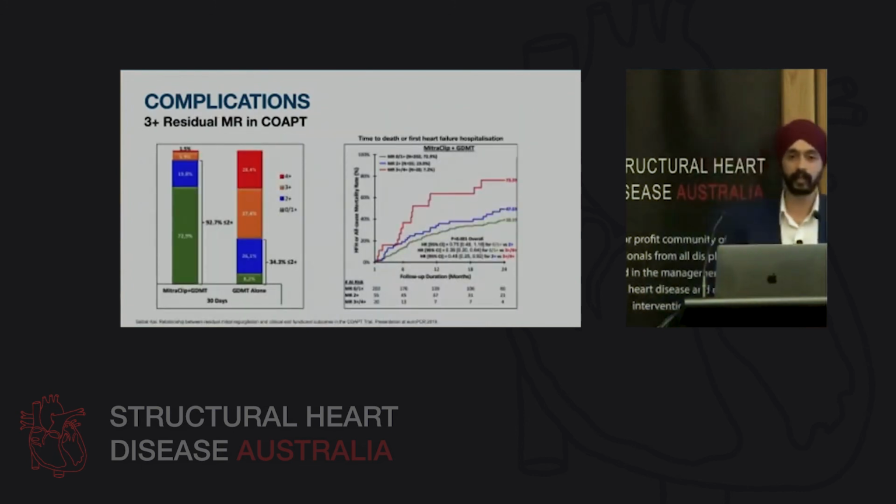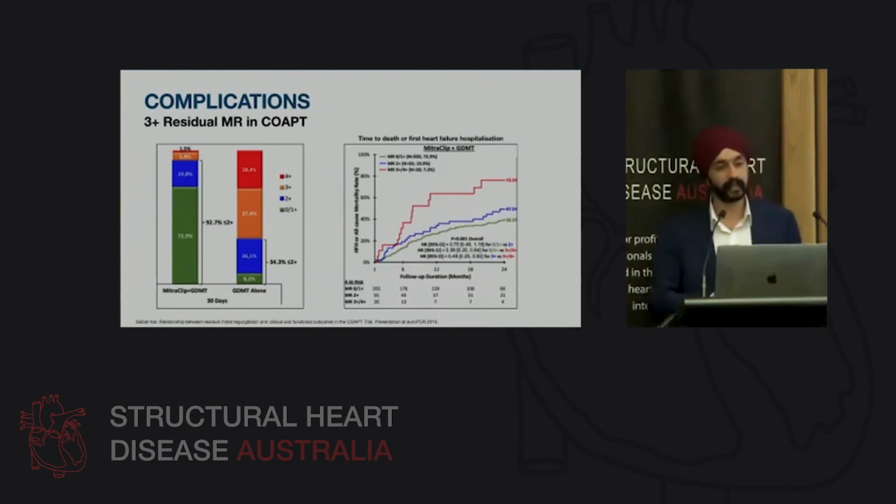Another thing to think about, and I'm sure that will be discussed later today again, is what about residual MR? So every time you put in a clip, you hopefully reduce the mitral regurgitation, but there is often some mitral regurgitation left at the end of the case. And so this is data directly from COAPT, and we can see that the majority of patients had 0 or 1+ mitral regurgitation at the end of the case, but about 7% of patients had 3+ or more mitral regurgitation at the end of the case.